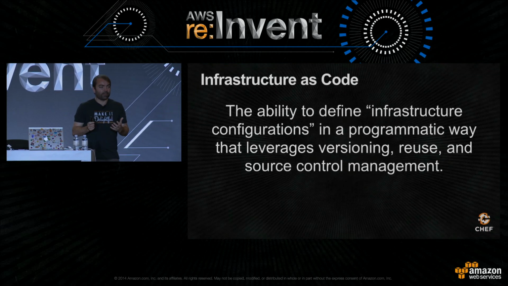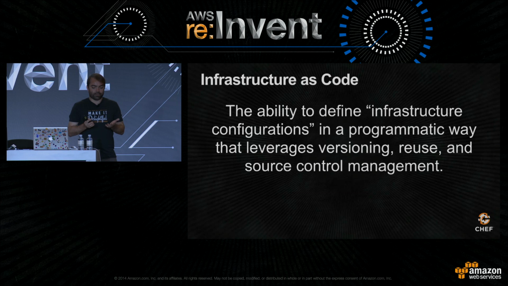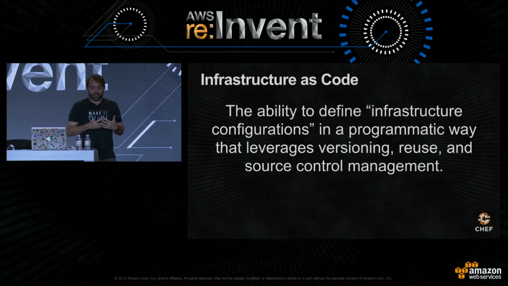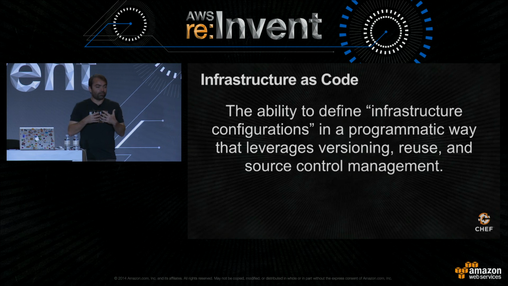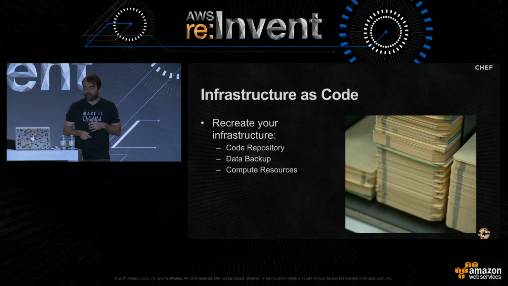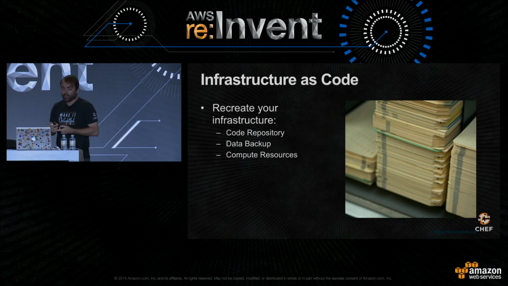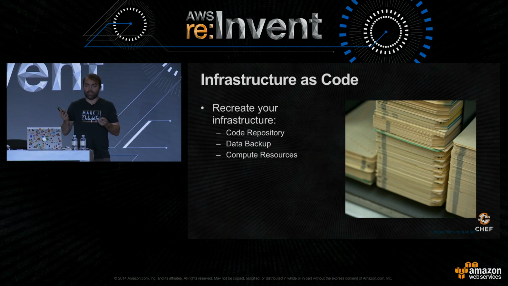So the other important thing when you talk about Chef is that it is infrastructure as code. So what does this mean? It's the ability to programmatically define your infrastructure configurations where you are using versioning, focusing on code reuse as well, so creating libraries, and then also source control management, right? So it's beginning to abstract our infrastructure inside of a code base, and then we treat it like a code base. And the nice thing is that when we do that, we should be able to recreate our infrastructure from 3 things: a code repository, which is all your cookbooks and recipes and so forth, a data backup, which AWS has many ways to help you take data backups and things like that, and then compute resources.